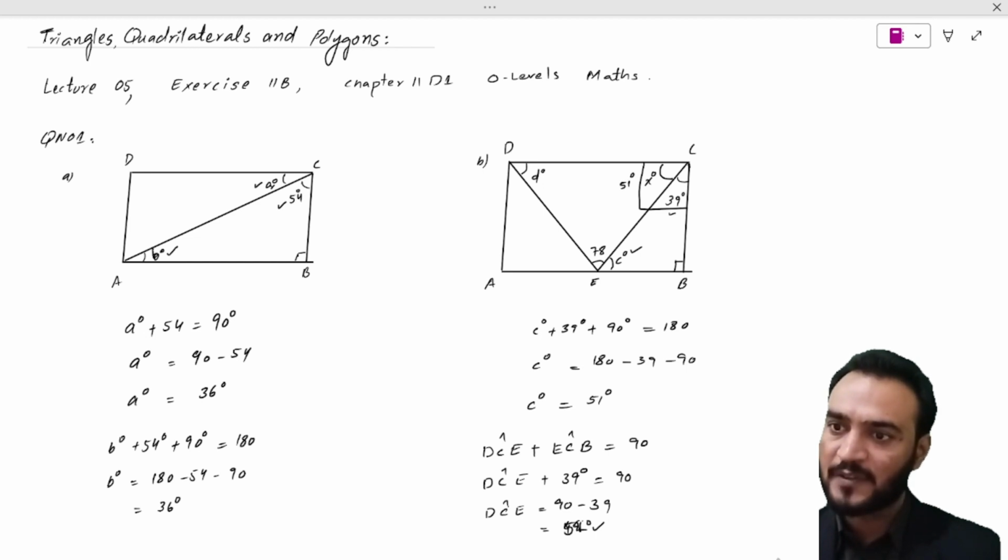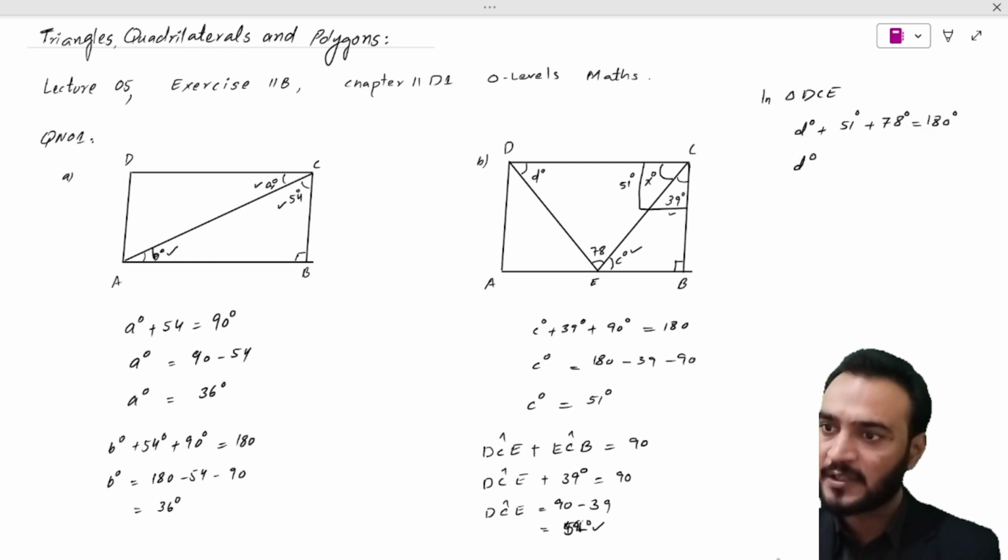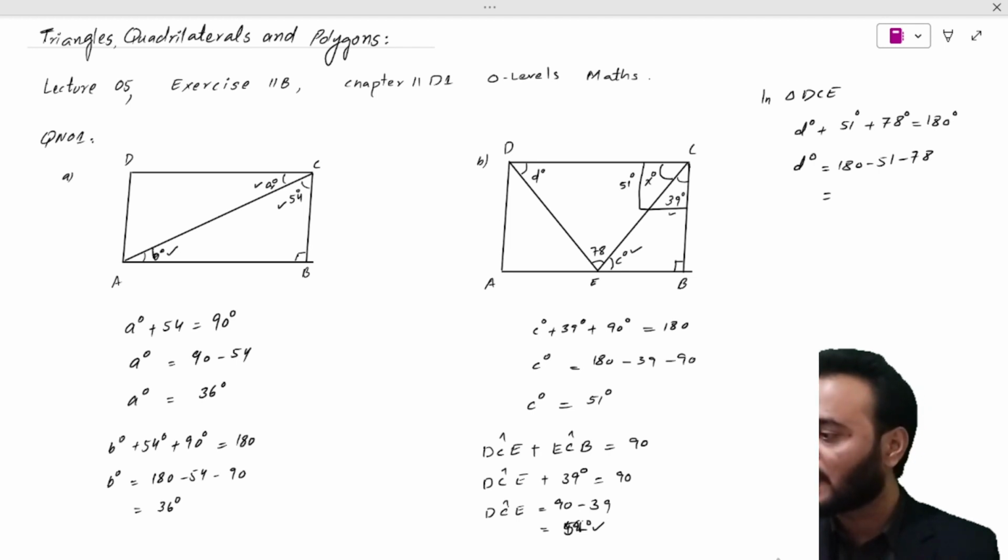Now we put the sum of these three angles equal to 180 degrees, that is in triangle DCE. The sum of these angles, D degree plus 51 degrees plus 78 degrees, equals 180 degrees. Subtracting these two angles, D degree equals 180 minus 51 minus 78. Subtracting these, we get the value of D degree, which again equals 51 degrees.